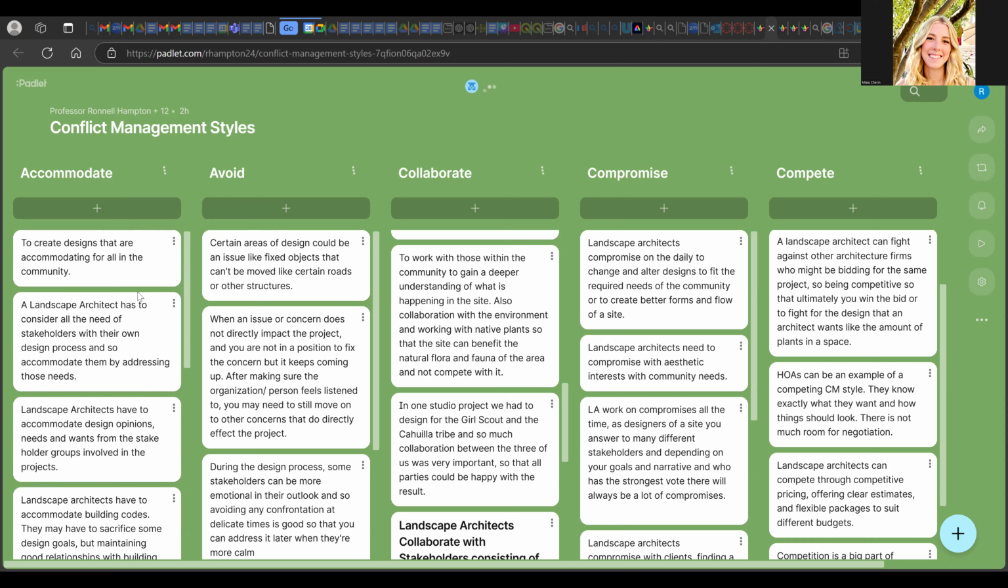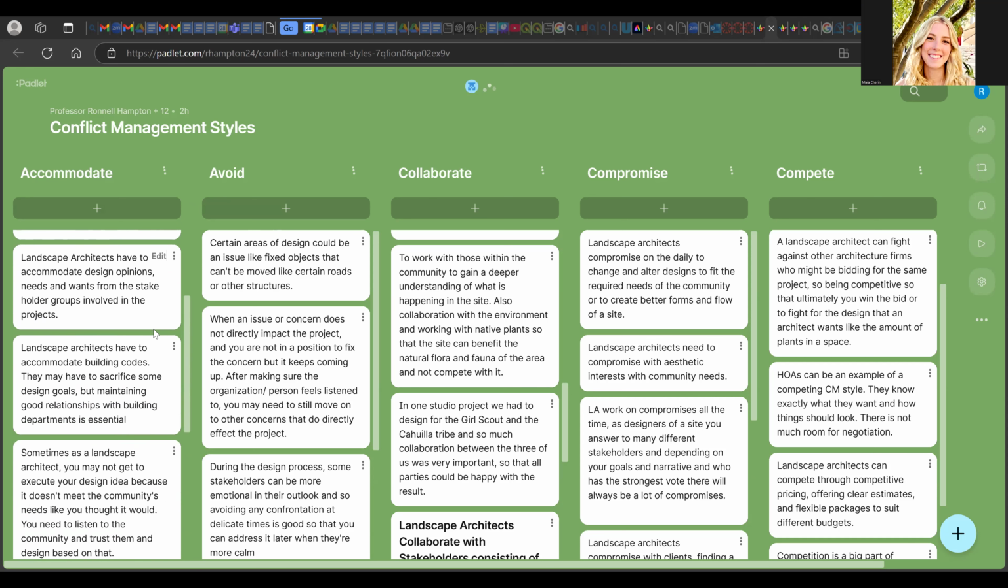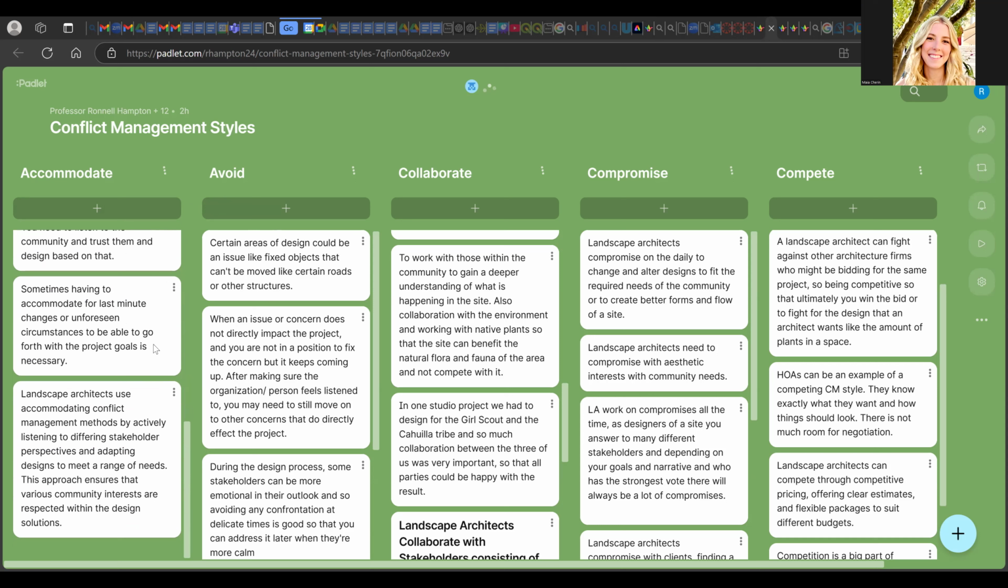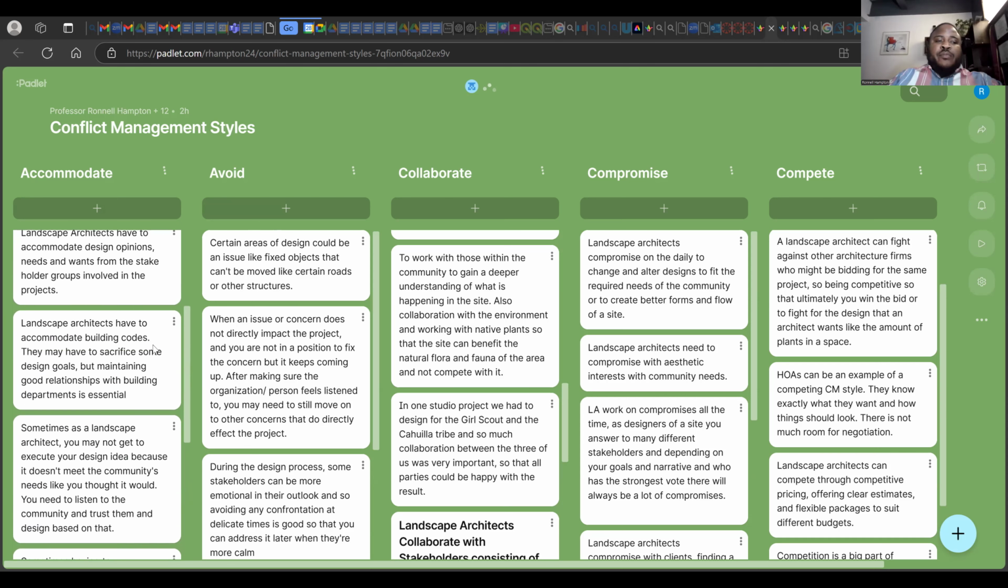So I wrote, sometimes as a landscape architect, you may not get to execute your design idea because it doesn't meet the community's needs like you thought it would. You need to listen to the community and trust them and design based on that. That is super, super important.